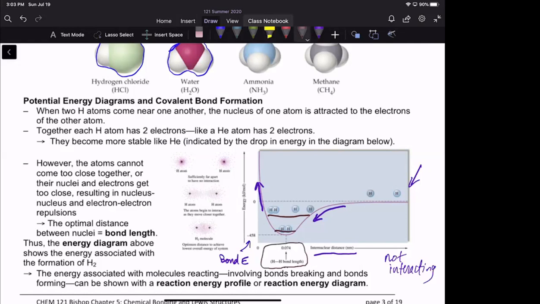The hydrogen is not actually sitting still. It's actually vibrating gently around that distance. So when you're over on this side, the H's are a little farther apart, and then they come closer together. So there's a gentle vibration back and forth around that optimum bond length, that distance.